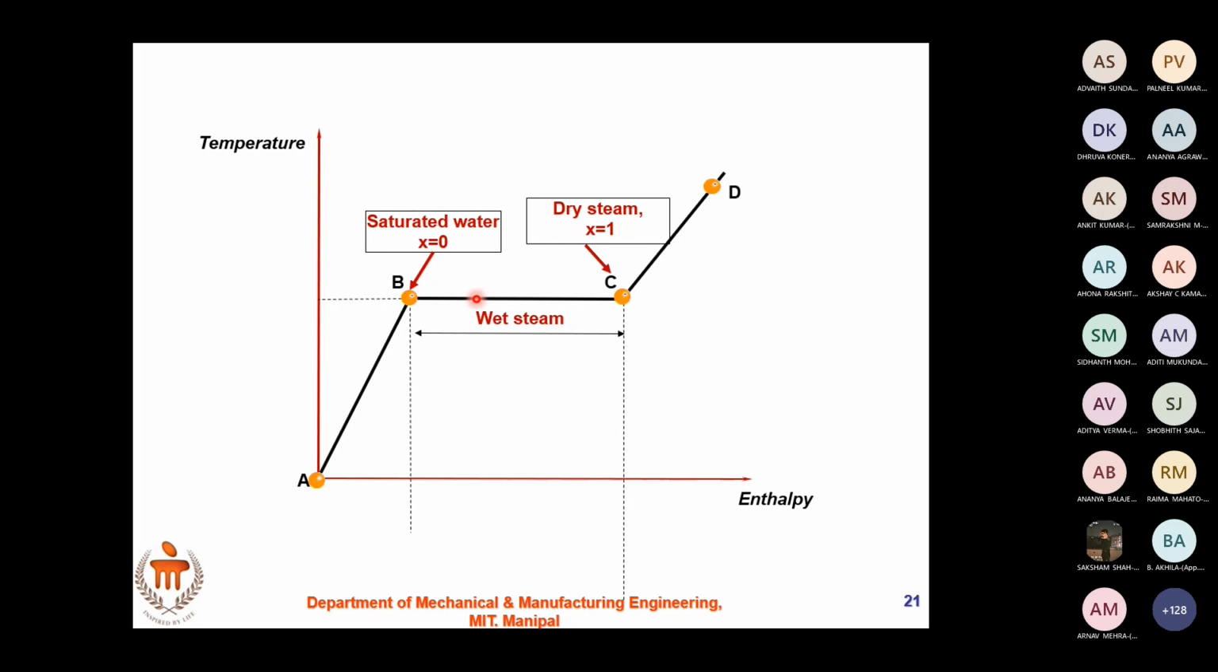Someone said water. A mixture, water plus steam. You would never have only water here. It is a mixture, so whatever point you take between these 2 points, it is a mixture of water as well as steam. Okay, if my point is here, how much is water and how much is vapor?